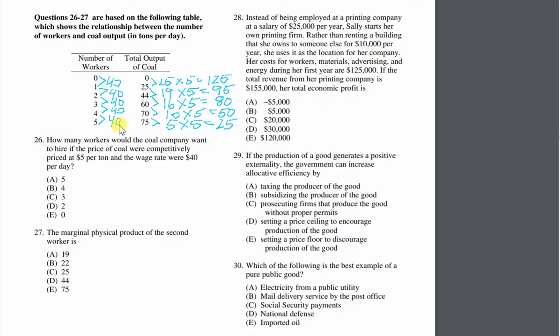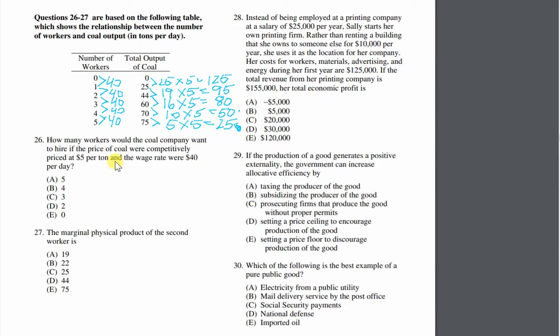So we see at the very last moment, the fifth worker, it costs us 40, but we only get 25. So we wouldn't want to do that because our cost is greater than the production value. With the fourth worker, it costs me 40, but at least I made 50. So I make $10 more, so I would want to do that.